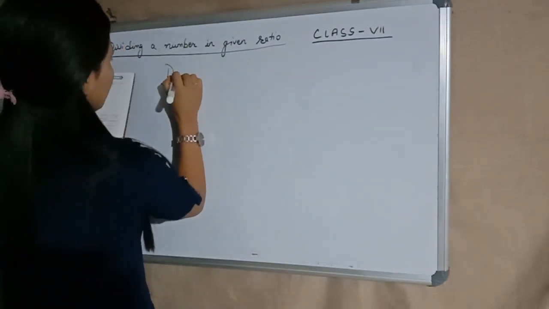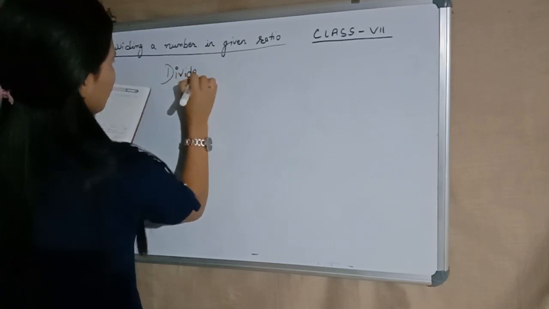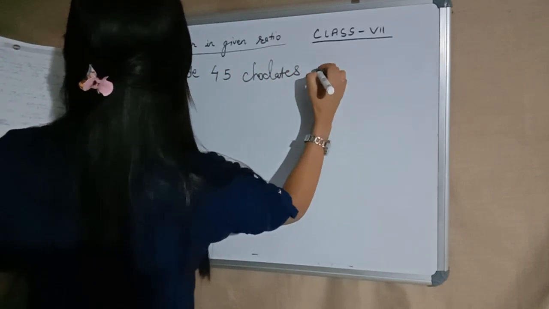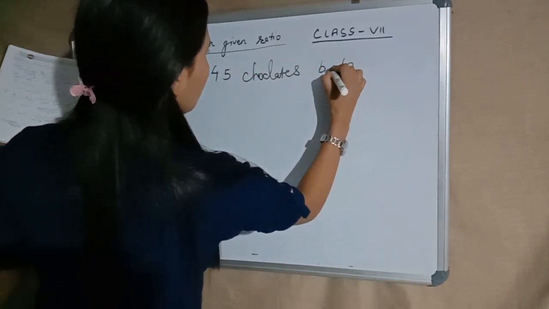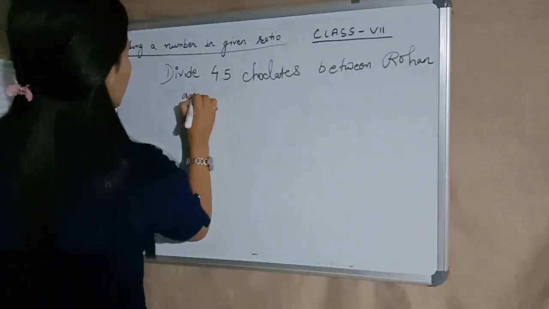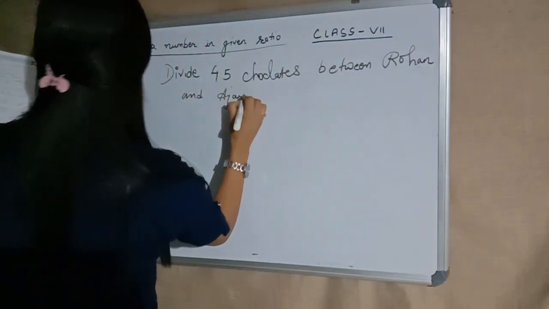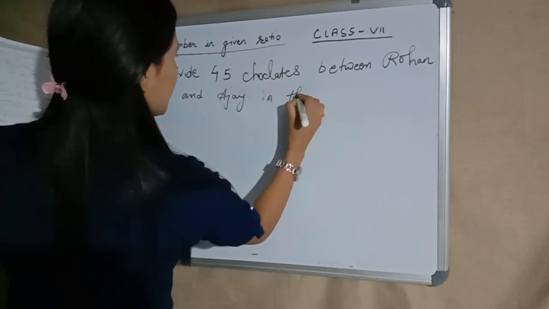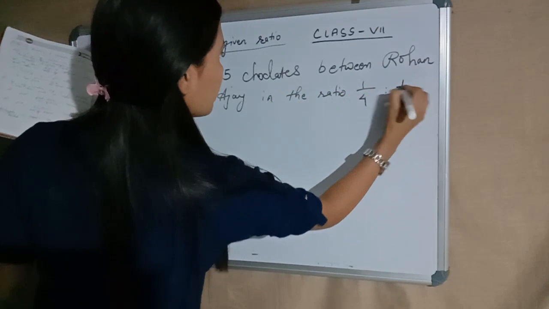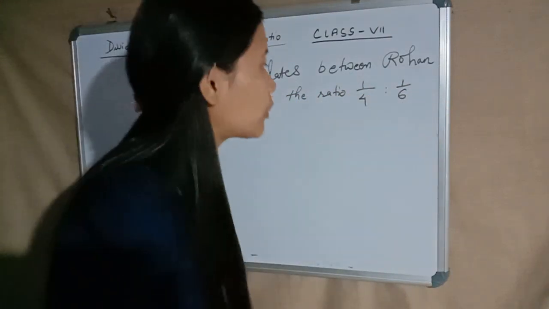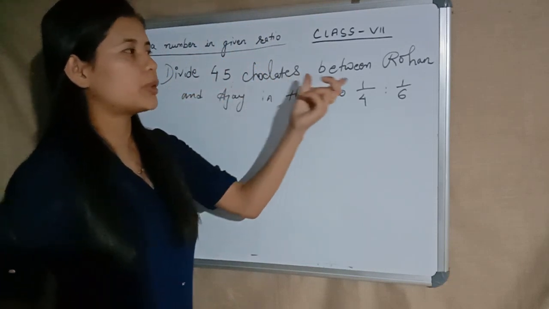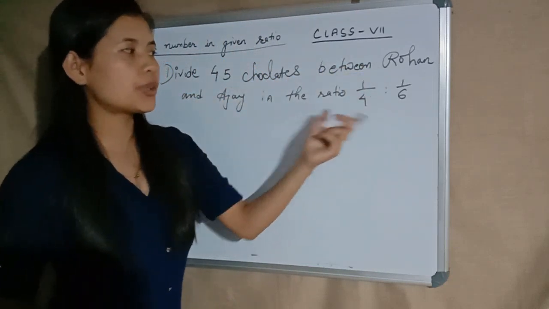Divide 45 chocolates between Rohan and Ajay in the ratio 1 by 4 is to 1 by 6. See the application of ratio here? So the question says divide 45 chocolates between Rohan and Ajay in this ratio.